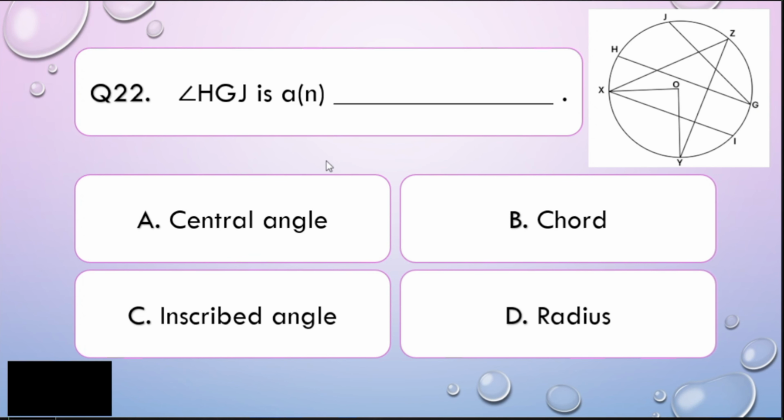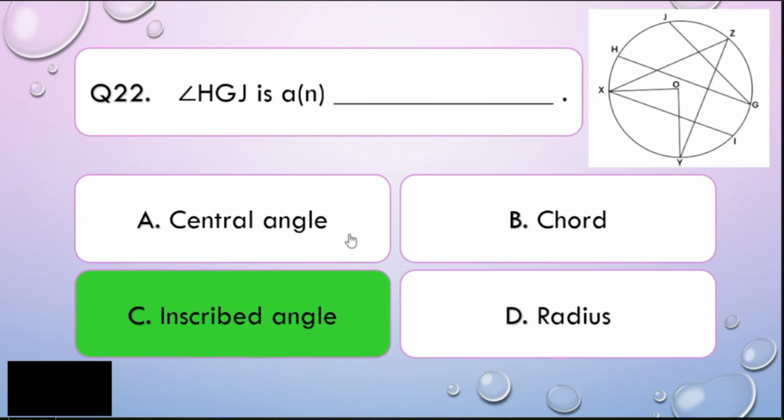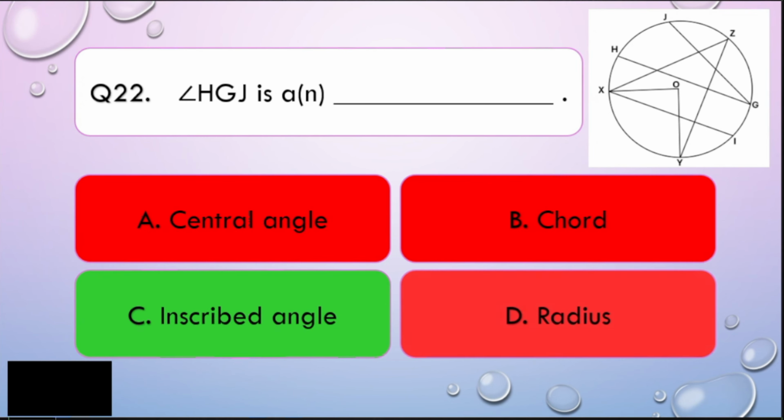Alright, math learners, let's check in our figure where is this HGJ. So HGJ. Okay, so this is the one. Now, as you can see, this is an angle, right? An angle in which the vertex is part of the circle. Okay, if that is the case, what do you call that kind of angle? Alright, that is what we call inscribed angle. Letter C. Alright. Easy, right? Very easy, my dear math learners.